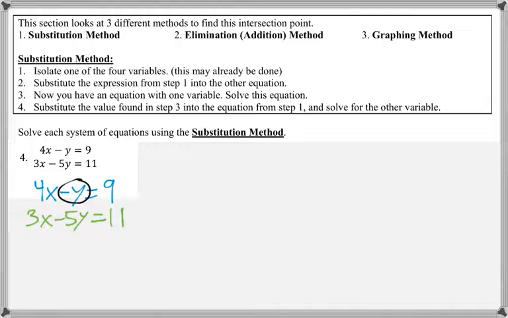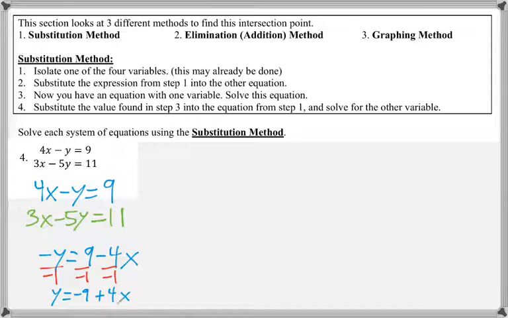So the y on the top only has a negative sign in front of it, although we will have to deal with that as well. So let's subtract 4x from both sides, and we get negative y is equal to 9 minus 4x. And then the negative sign is like a negative 1. So if you divide everything by negative 1, we get y is equal to negative 9 plus 4x.